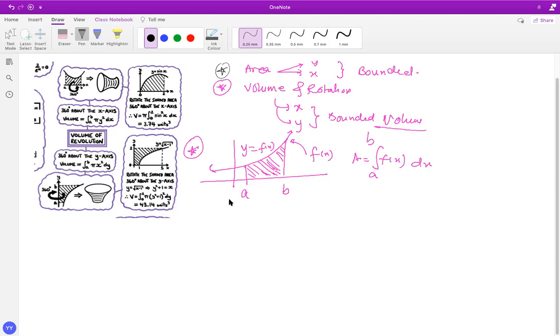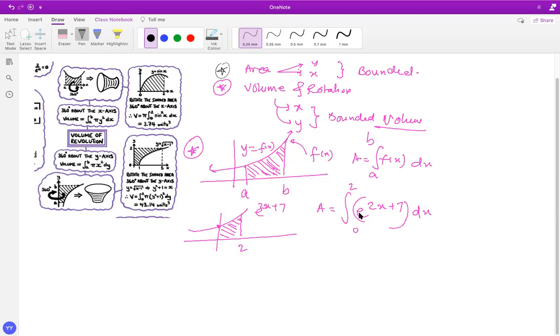Now, let's say I have a function like e raised to 2x plus 7, and I want to find the area bounded from 0 to, let's say, 2. So let's say I want to find this area. In this case, I'm just going to simply integrate e to the power 2x plus 7 dx from 0 to 2. So that's the area straight away.